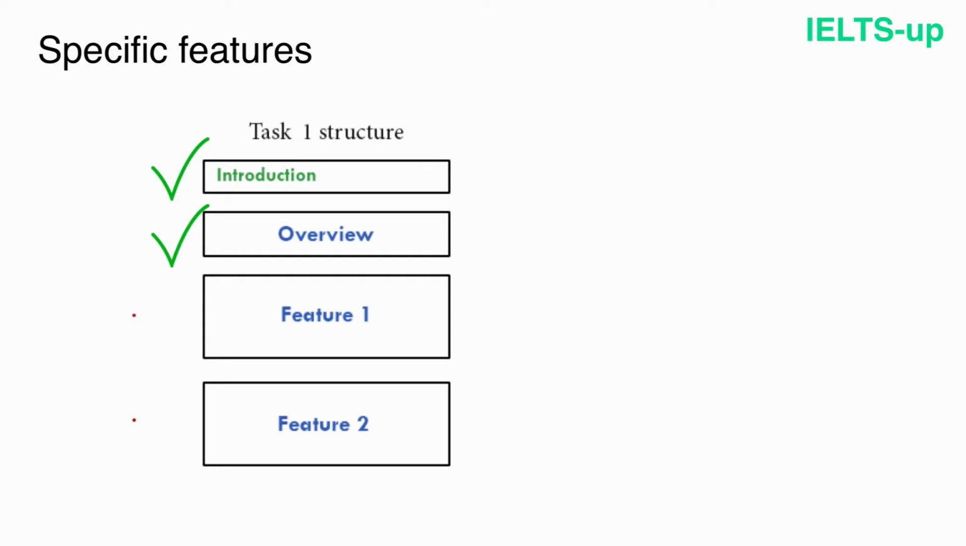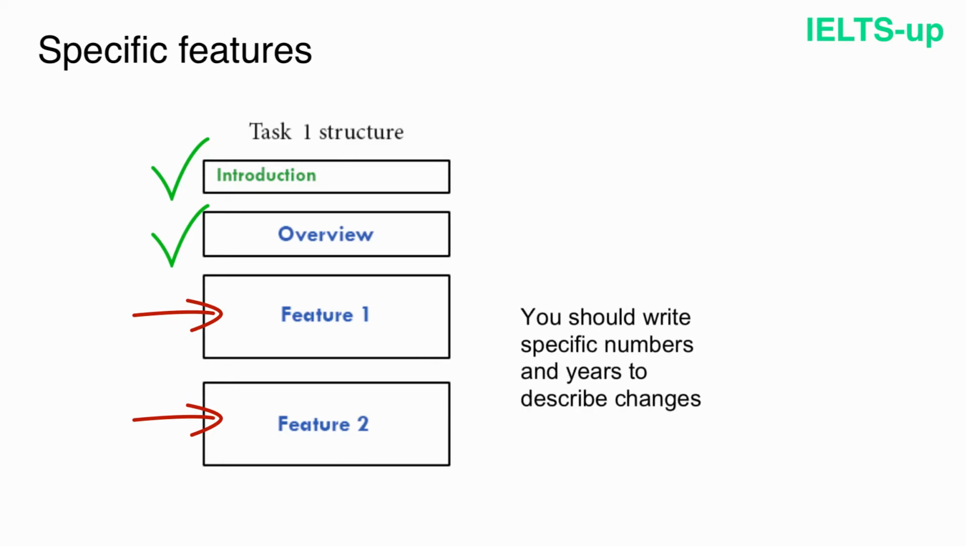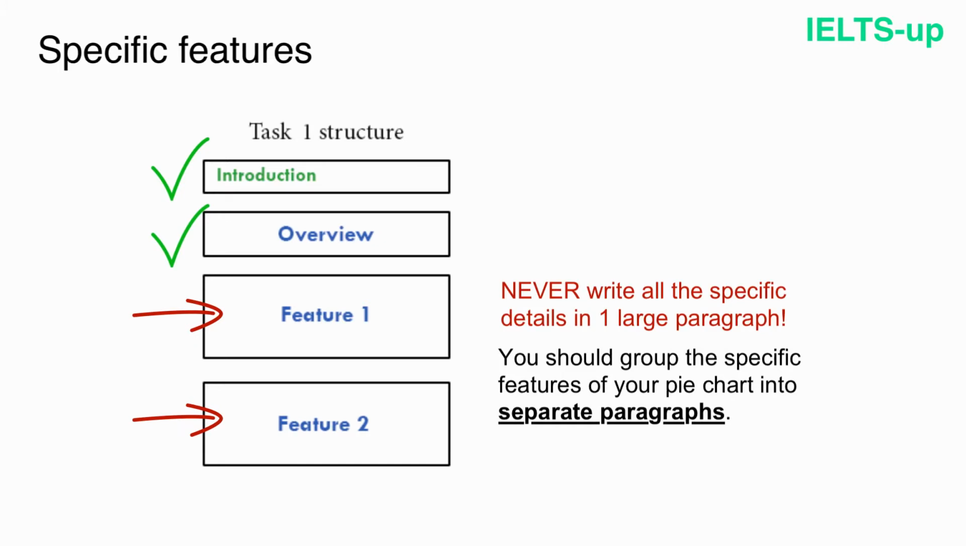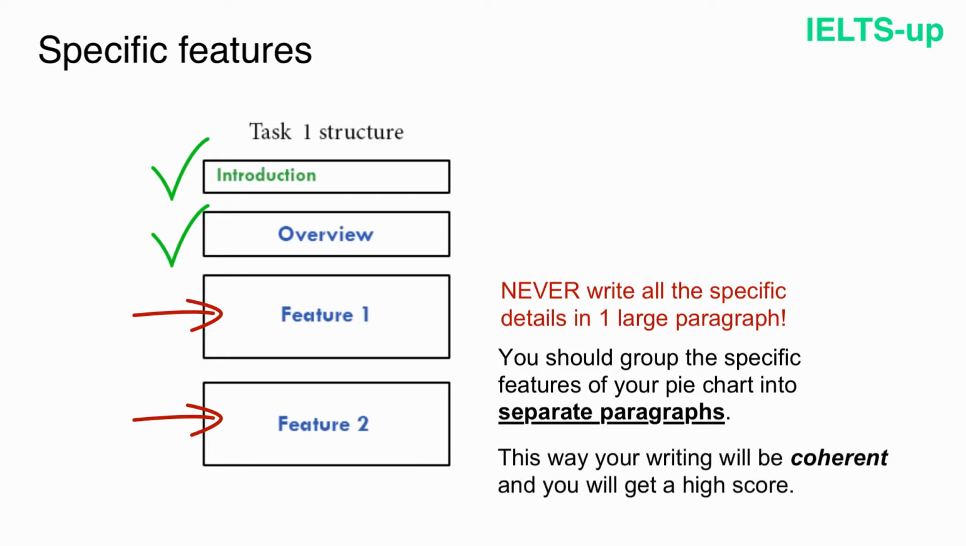Now we have to provide specific details of our pie chart. In this part, you should write specific numbers and years to describe changes. Never write all the specific details in one large paragraph. This would be a very bad organization. Remember that you should group the specific features of your pie chart into separate paragraphs. This way, your writing will be coherent and you will get a high score.